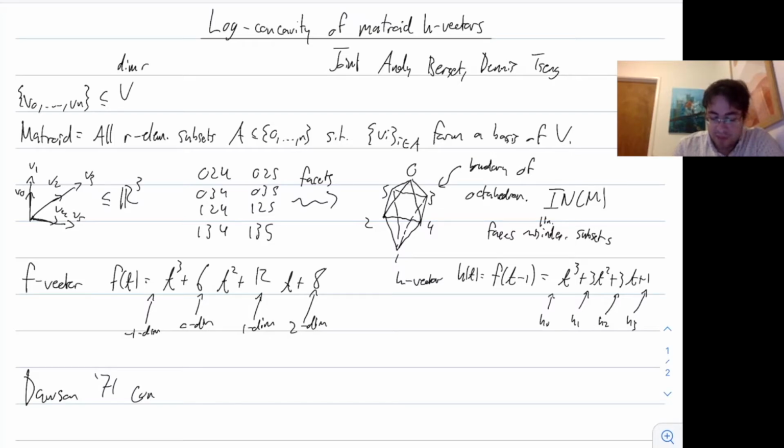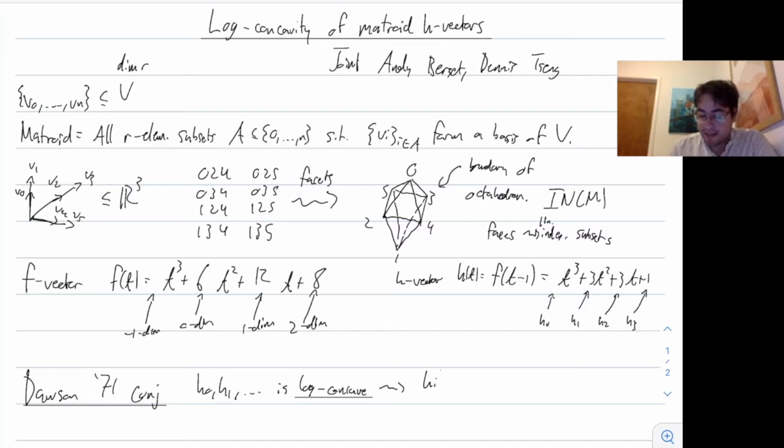around 1971, Dawson made the following conjecture. Now, who's Dawson? He's a matroid theorist. A lot of people made a lot of conjectures about a lot of matroid sequences, and the ones that really stood the test of time were the ones that said certain sequences were log-concave. So Dawson had a conjecture that this sequence is log-concave. Now, what does log-concave mean?